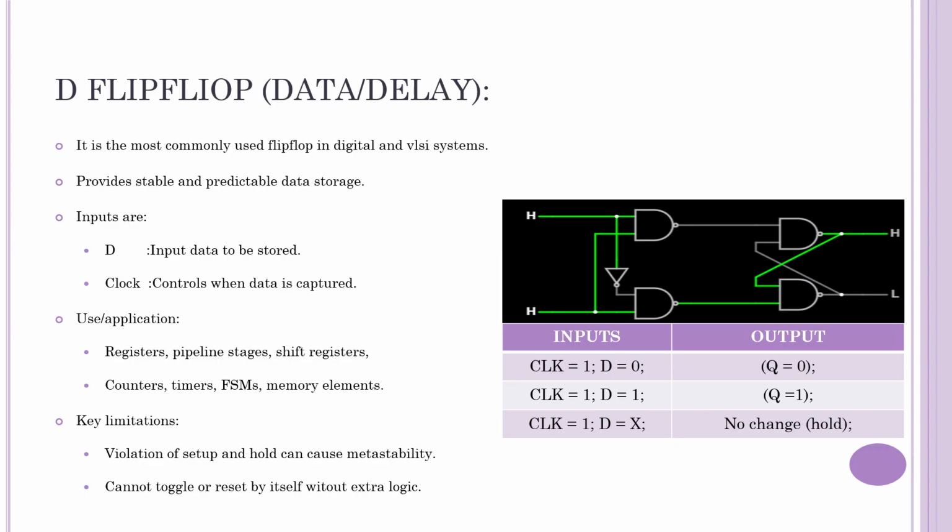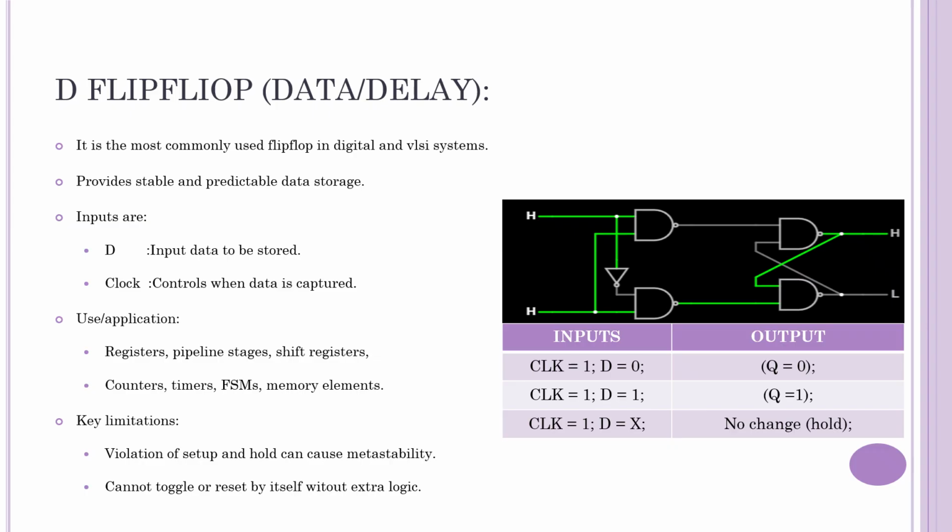And here's the golden rule. On every positive clock edge, Q equals D. Whatever is at D gets stored in Q. Now let's quickly see the signals. D is the data input. Clock controls when the data is captured. Q is the output and Q bar is the complement if needed.